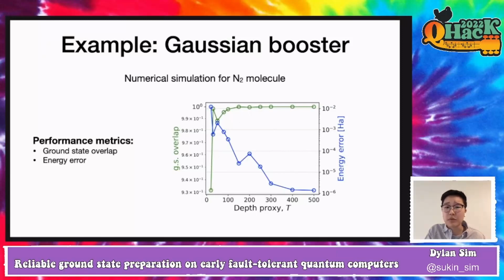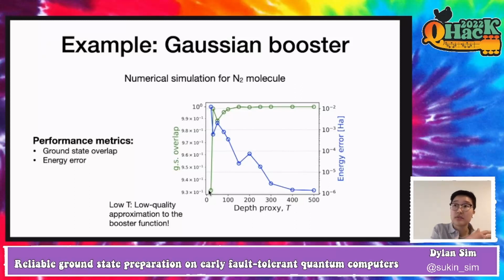And you might be asking, why does this plot look so jagged? It's because this T has to do with the approximation that we make on the booster function f. Like I showed a few slides back, in practice, we can't implement this booster function perfectly. We need to discretize and truncate the Fourier transform. So in this especially low T region, you're making a quite low quality approximation to the booster function, which causes some of these points to be quite jagged and zigzaggy.